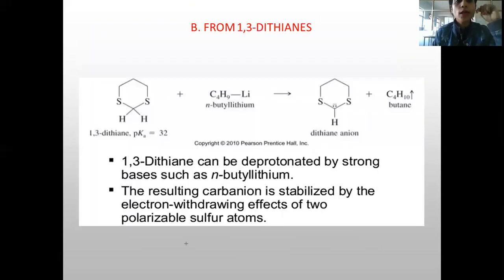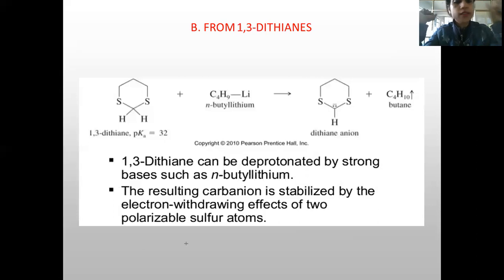Then the second one is 1,3-dithianes. Dithianes means having two sulfur atoms at the first and the third positions. Now, when it reacts with butyl lithium, which is the reagent here, what will happen is that it will result in the alkane form of the butyl lithium. I mean, it will form butane. So from butyl lithium, it will form butane, and the subsequent conversion from 1,3-dithiane to dithiane anion.